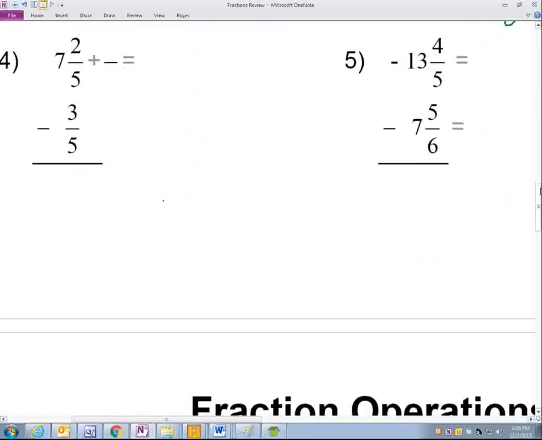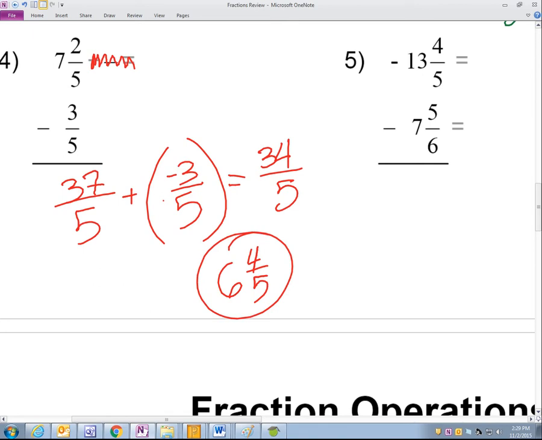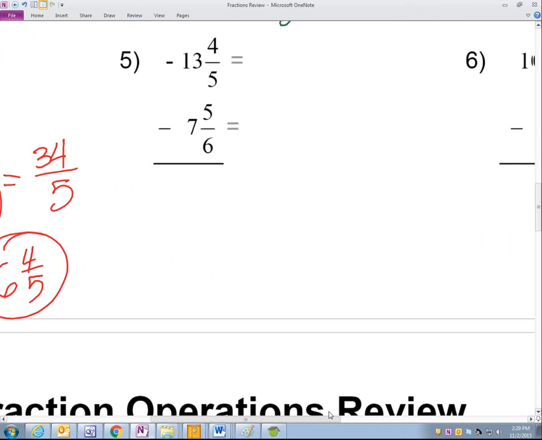Now I'm going to make a correction to the typo there. Fix that. Now I'm going to make this an improper fraction. 7 times 5 is 35, plus 2 is 37. 37 fifths plus negative 3 fifths. Yay, I have common denominators. I love when that happens. So that's just going to be 34 fifths, which comes out to be 6 and 4 fifths, which cannot be reduced. You are correct, sir.